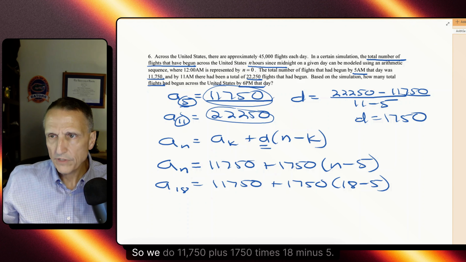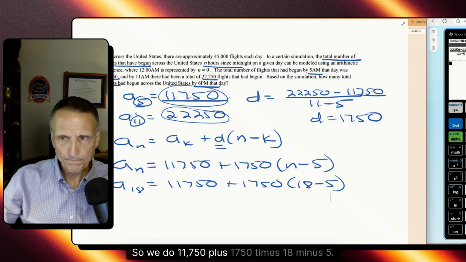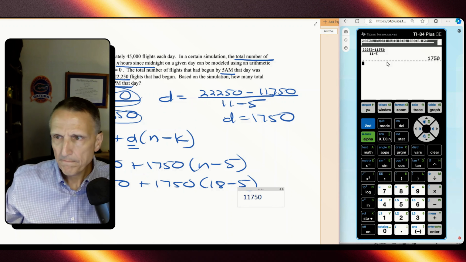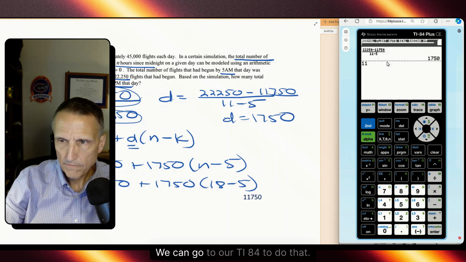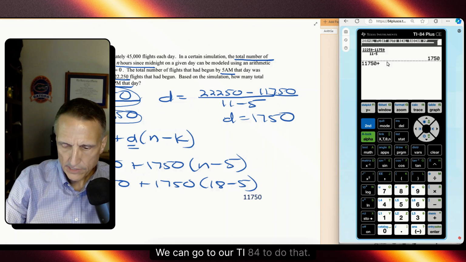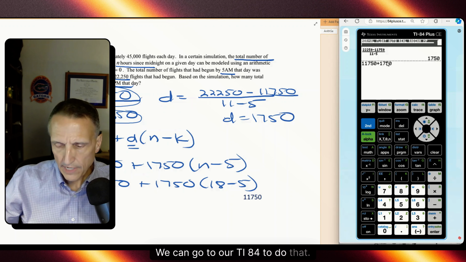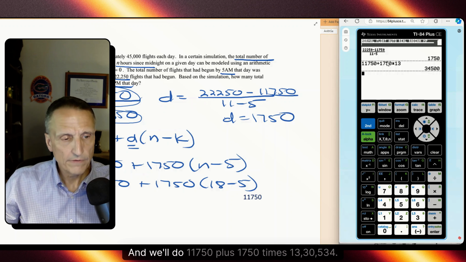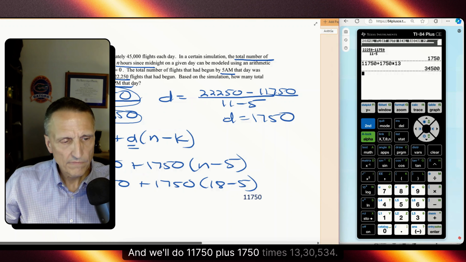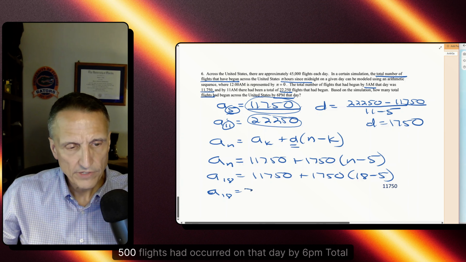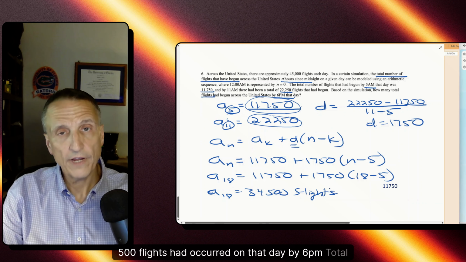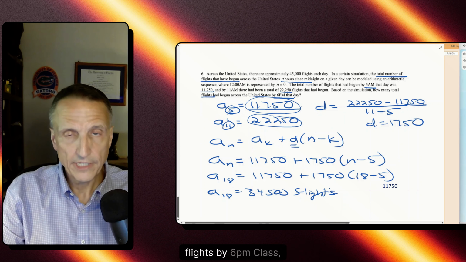We can go to our TI-84 to do that. And we'll do 11,750 plus 1,750 times 13, and we get 34,500 flights had occurred on that day by 6 p.m. Total flights by 6 p.m.